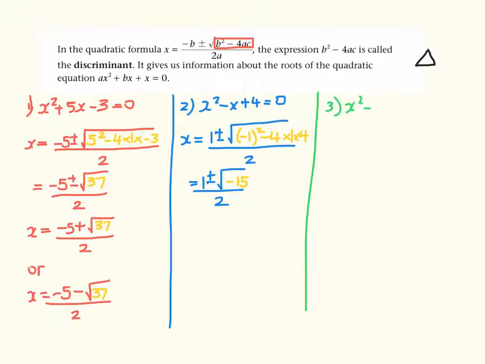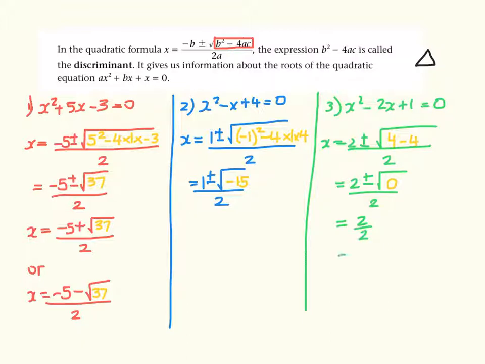Now the third example, x squared minus 2x plus 1. So once again, using the formula, just to show you the point of the discriminant. So I'm going to have b squared minus 4ac, which is 4 minus 4, all over 2. So that gives me 2 plus or minus the square root of, well, the discriminant in this case is 0, all over 2. So that gives me 2 divided by 2, which equals 1.